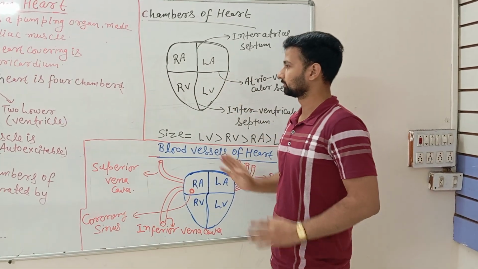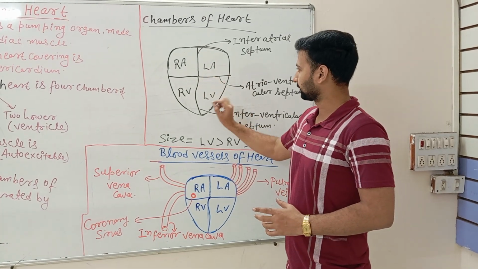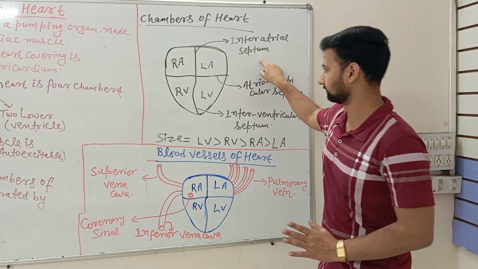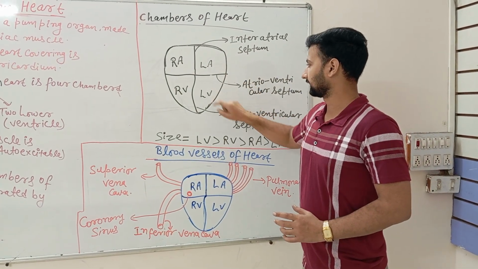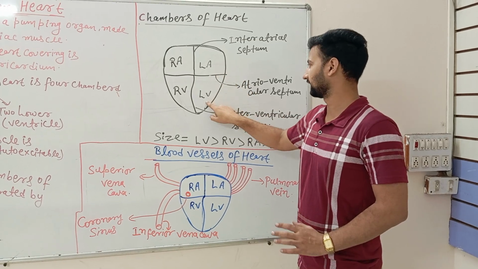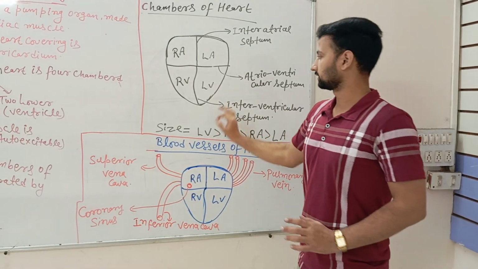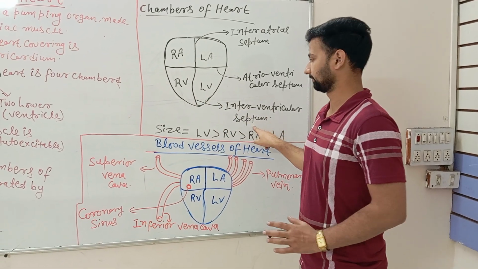There is septum which divides heart chambers. The septum that divides right atrium and left atrium is called interatrial septum, and the septum which divides atria and ventricles is atrioventricular septum. Another one is the septum which divides ventricles, called interventricular septum.